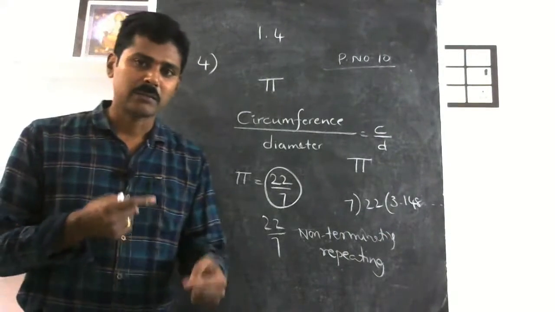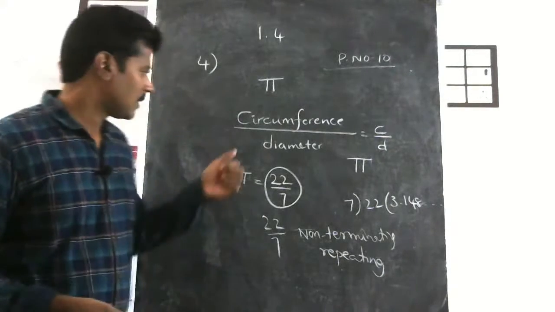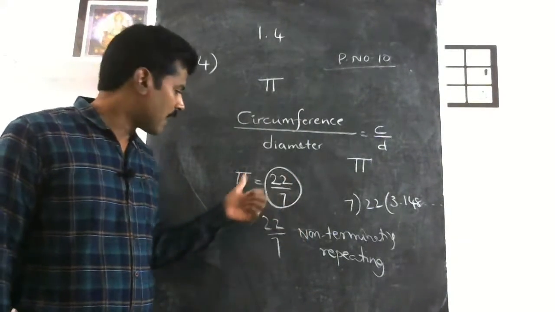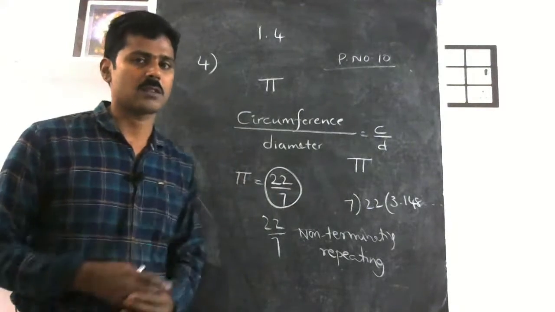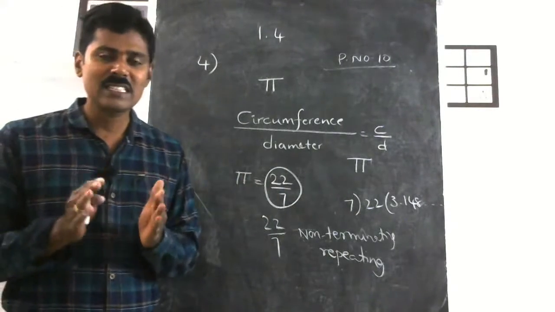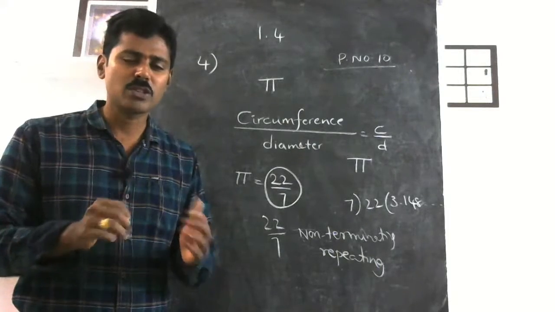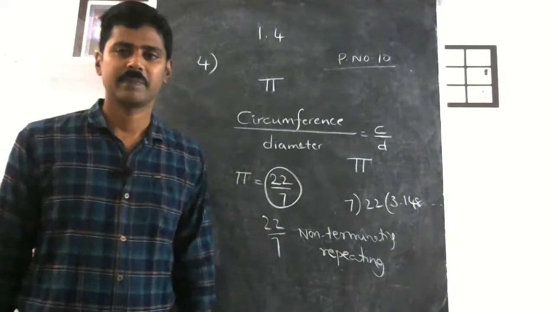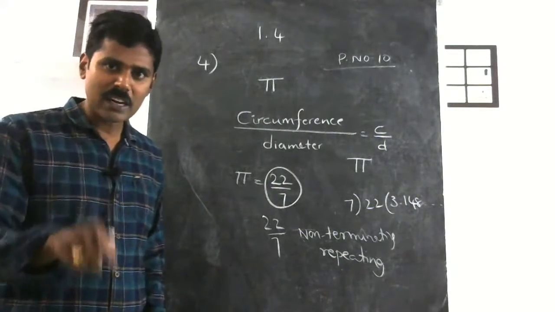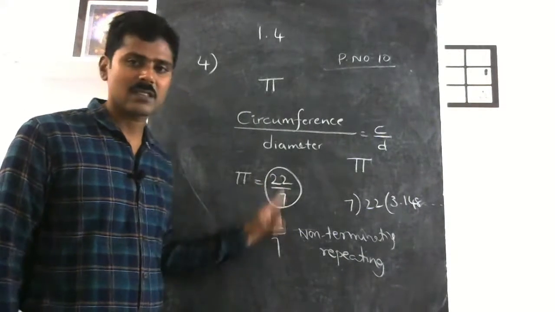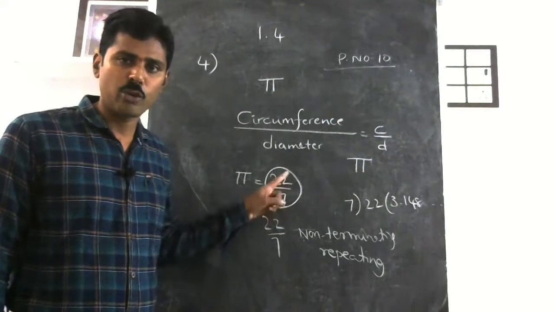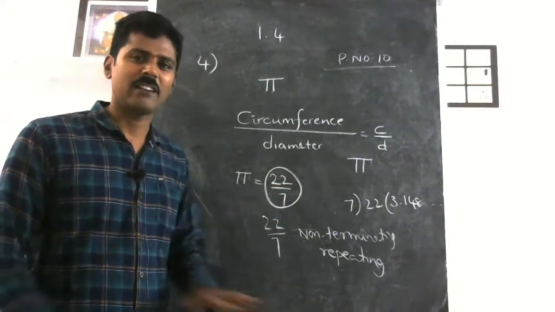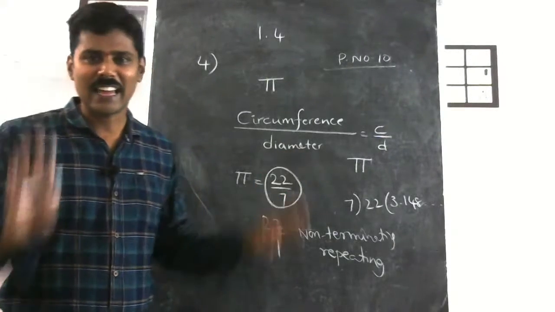I am again asking you the question. Generally we'll say that pi is equal to 22 by 7. Pi is irrational, but 22 by 7 is rational. The number which is written in the form of P by Q is always rational. No doubt in that. Subject to the conditions, both numerator and denominator should be integers. If it is in P by Q form, definitely it is a rational number.